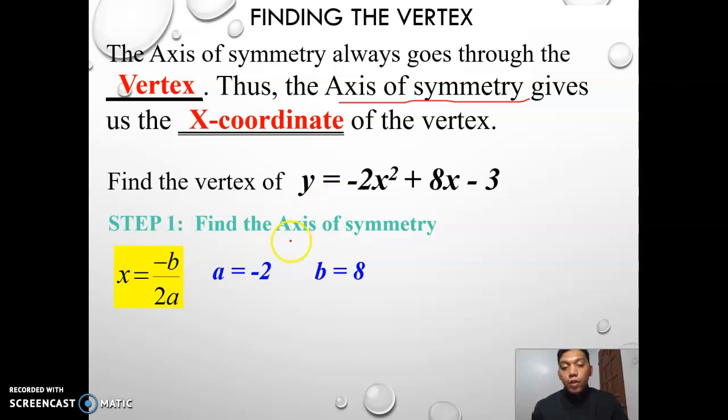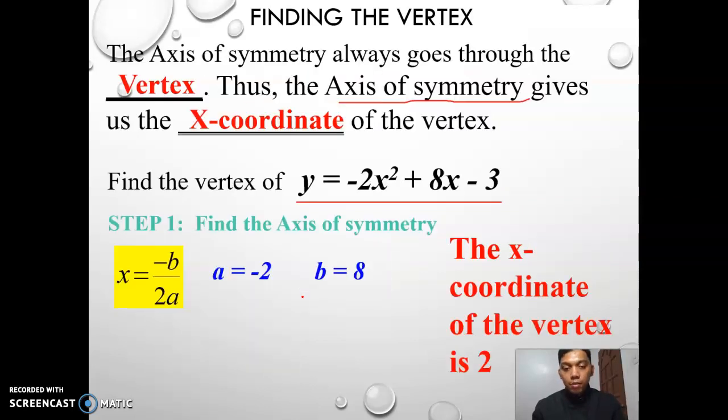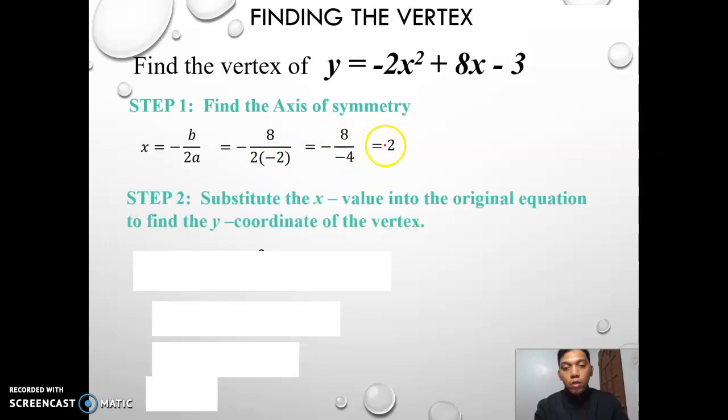is to use the formula, remember? So first you have to find the axis of symmetry, which is x = negative b over 2a, using this function. So a is equal to negative 2, b is equal to 8. You substitute it there: negative b over 2a, so negative 8 over 2 times negative 2. That's basically negative 8 over negative 4, or positive 2.